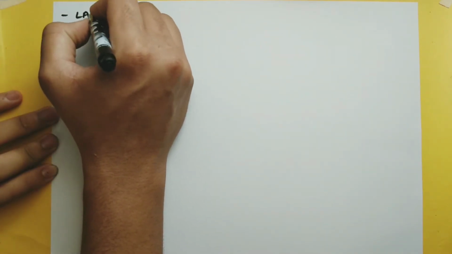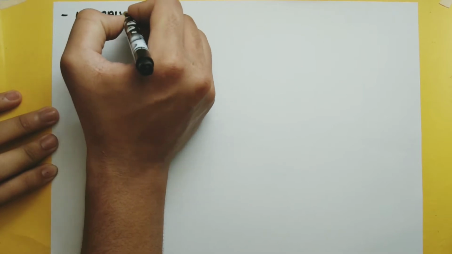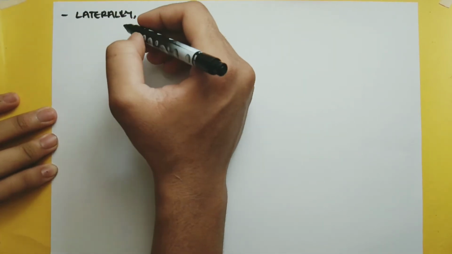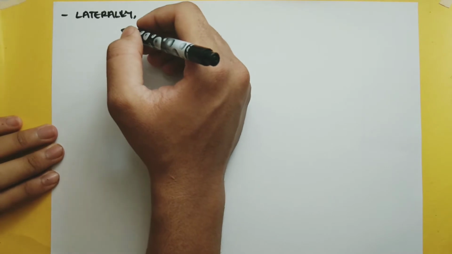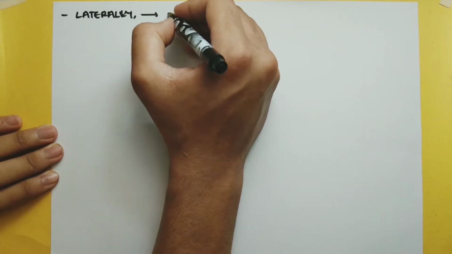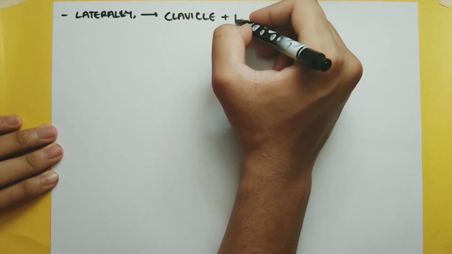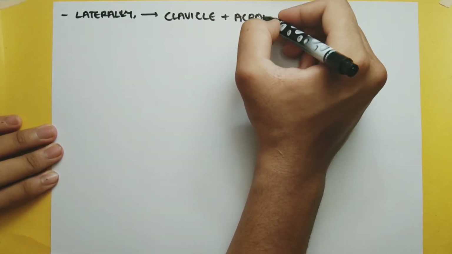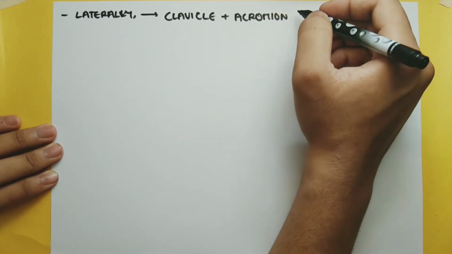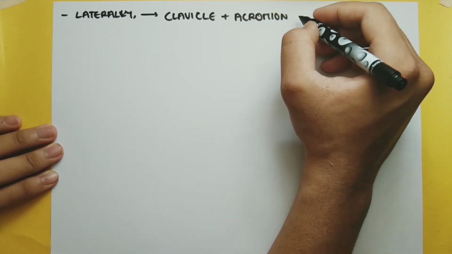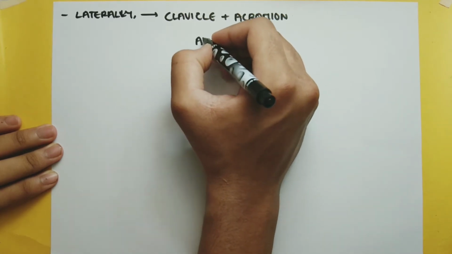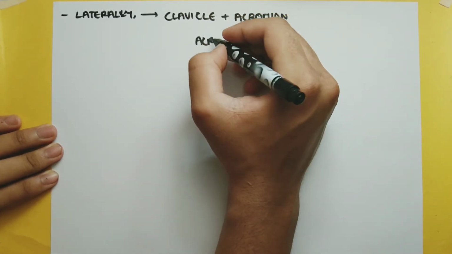Now let us see what joints this clavicle forms. Laterally, the clavicle attaches to the acromion of the scapula, which forms the acromioclavicular joint.